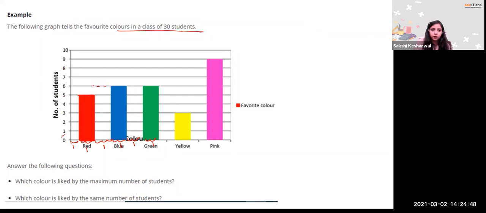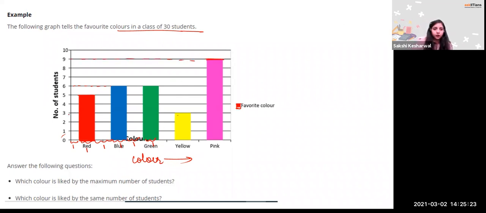Blue is being liked by how many students? See, over here this is the color, and here it is the scale. Scale means the favorite color. So what you do, you have a bar graph. Have you seen graph sheets? If not, then you have to do this question on graph sheets only, right? So this is how the bar graph is represented. While we'll be drawing the bar graph, we'll be using graph sheets, generally, and they have made it on a scale, right? From the scale, it says that pink is being liked by how many students? 9 students, right?